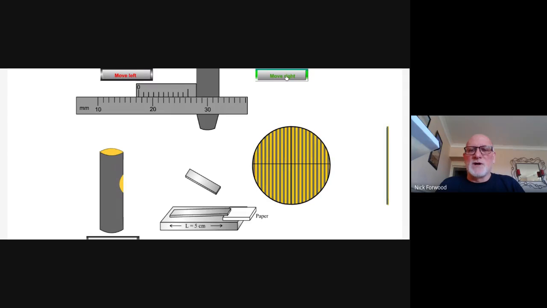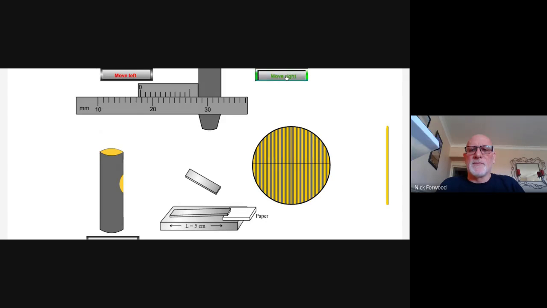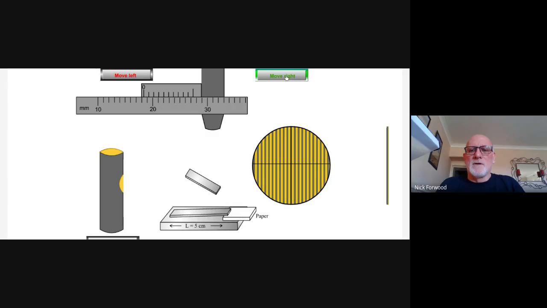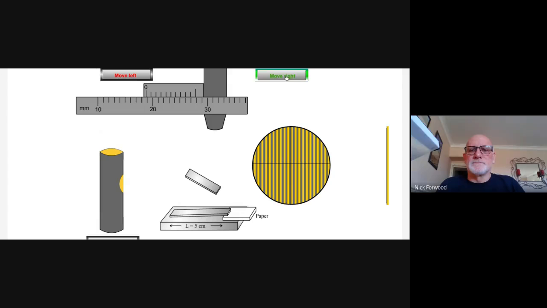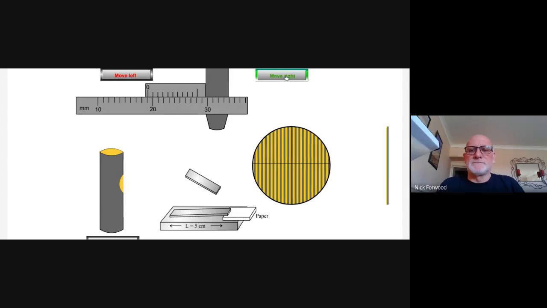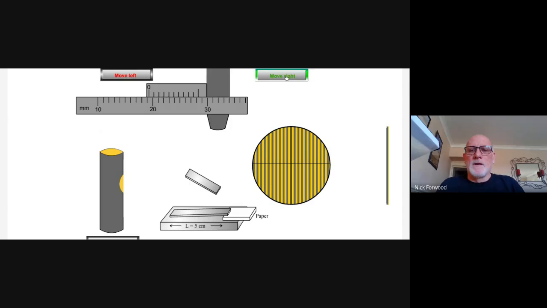That's one fringe. Can you all see that I've moved one fringe? Anybody not see what I did there? If you're all okay, don't say anything. That's 1. And I think that's 2, 3, 4, 5, 6, 7, 8, 9.